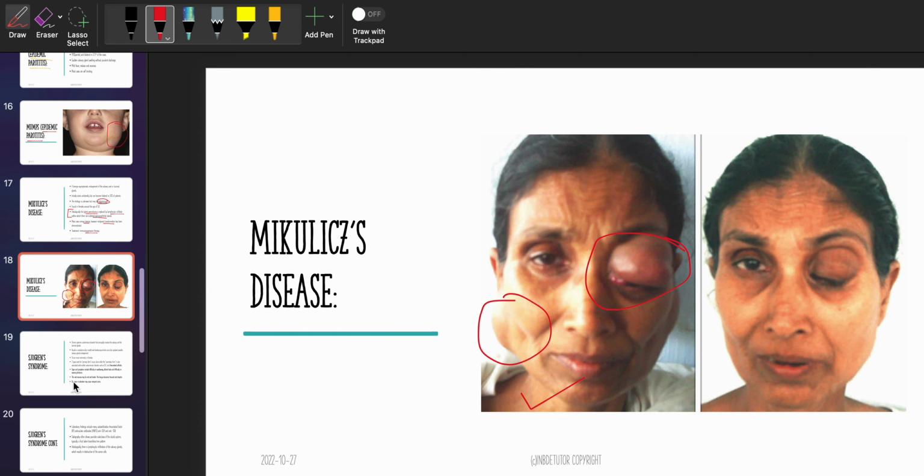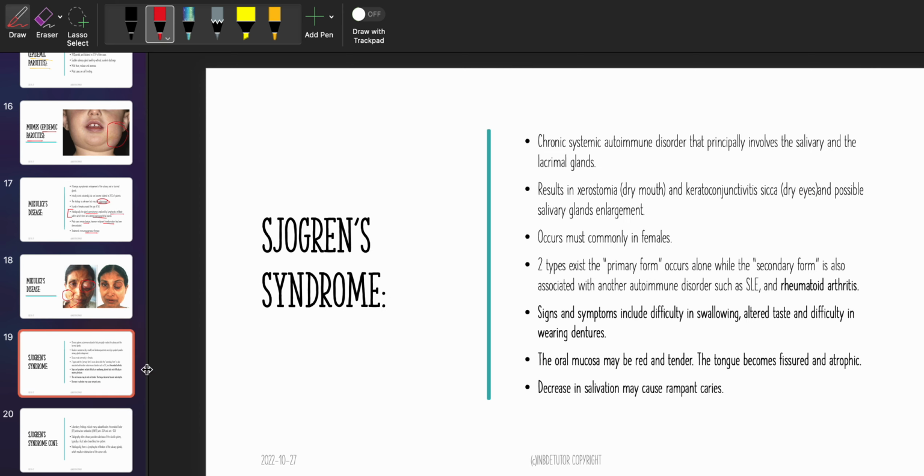So the next topic that we will be studying, and again one of the very important topics from the INBDE exam, is Sjogren syndrome. So I will be paying a little more attention on this topic. It is again an autoimmune disease, and it is chronic, and it will involve the salivary and the lacrimal glands. So three things that are associated with Sjogren syndrome are xerostomia, which is dry mouth, keratoconjunctivitis sicca, which is dry eyes, and possible salivary gland enlargement. So please do remember these 3 points.